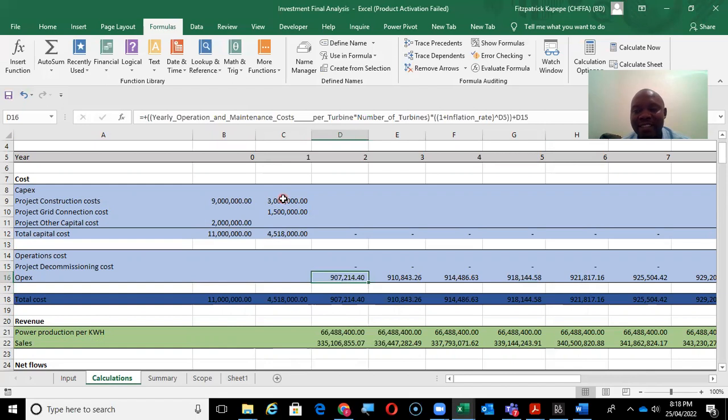That is an assumption that you have to document, that it is assumed that in the year you're doing your construction, inflation sets in. So any cost that you're going to incur in here, you need to put that inflation.